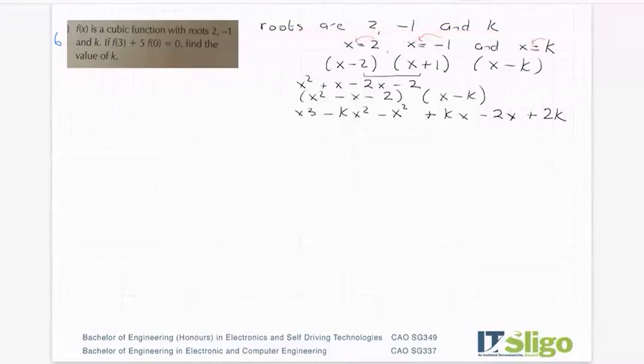Anytime you need to form a cubic, write them as roots like such, then as factors, then multiply them and you'll get the equation. So if it's going to be a quadratic, they'll give you 2 roots and you have to form them. If it's a cubic, they'll give you 3 roots. So the question then said, if f of 3 plus 5 times f of 0 equals 0, find the value of k.